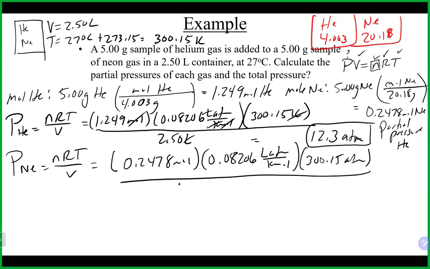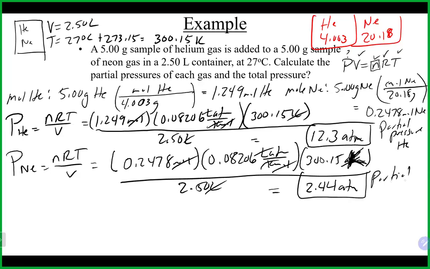And again, divided by 2.50 liters. Moles are going to cancel. Atmosphere is going to, Kelvin. Why did I keep writing atmosphere? So that's Kelvin. Kelvin are going to cancel. Liters are going to cancel. Going to be left with atmospheres there. Obviously, this is a Kelvin here. So we got 0.2478 times 0.08206 times 300.15, divided by 2.5, equals 2.44 atmospheres. That would be our partial pressure of neon in this case, right?